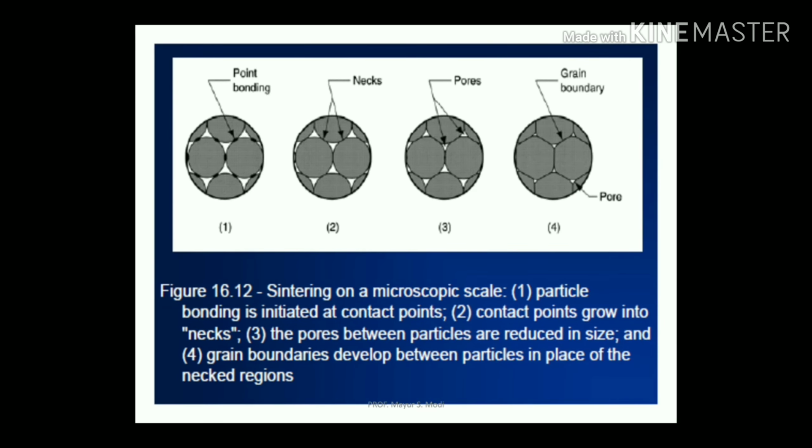So you can see the transformation from point contact to line contact. At the initial stage, in figure number 1, particle bonding is initiated at the contact points. If we assume that each and every powder particle of the different metals is in the shape of a sphere, it will have a point contact.